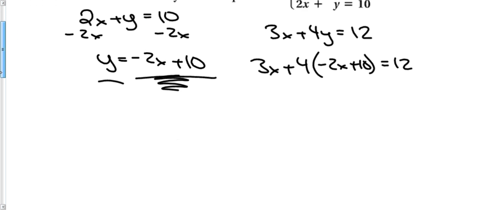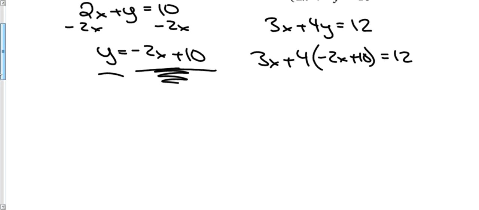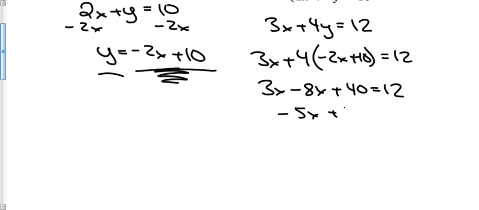Now, I have an equation that has only x's in it. Now I can solve it. 3x, distribute the 4, minus 8x plus 40 is equal to 12. The 3x and the 8x are on the same side, so all I have to do is combine them. I got negative 5x plus 40 is equal to 12.